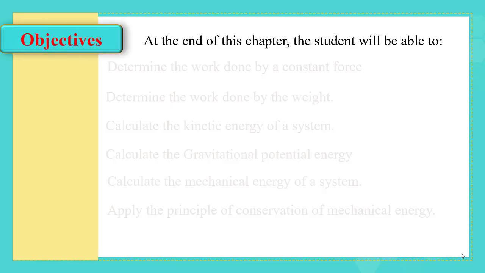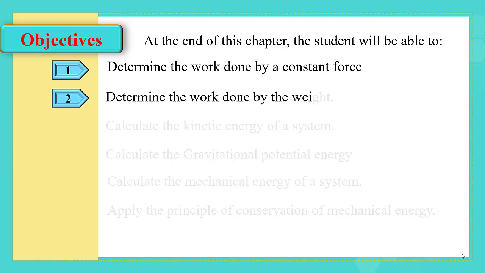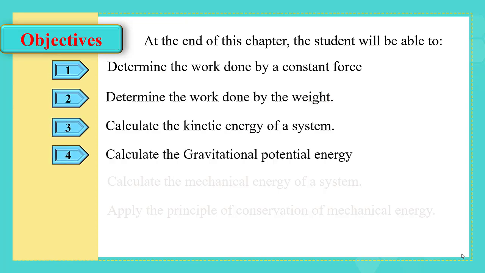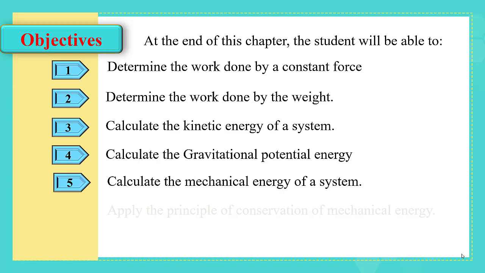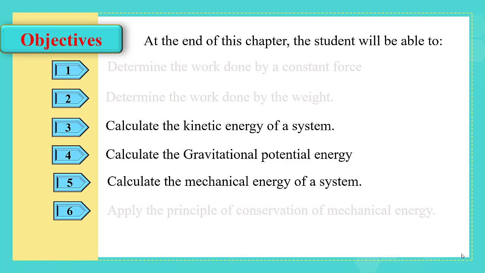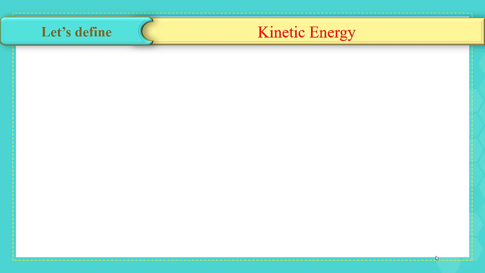I recall the main points of this chapter: the work done by a constant force, the work done by the weight, the kinetic energy of a system, the gravitational potential energy, the mechanical energy, and the principle of conservation of mechanical energy. But in this part, we discuss the kinetic energy, the gravitational potential energy, and the mechanical energy. Let's define the kinetic energy.